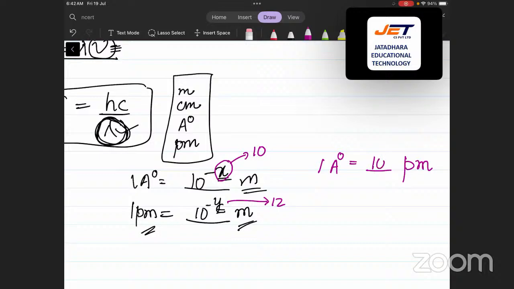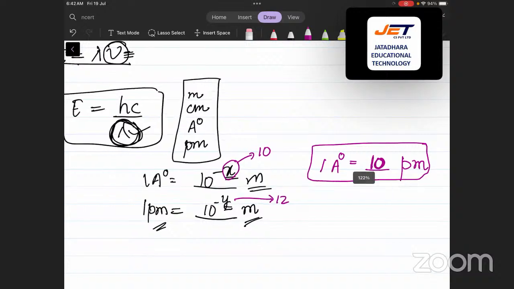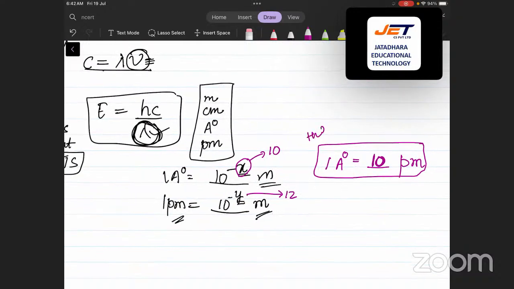What should be the power of 10? Because in the numericals, you may be required to convert angstrom to picometer or picometer to angstrom. Now you have to quickly calculate this because you know how both of them are related to meter.